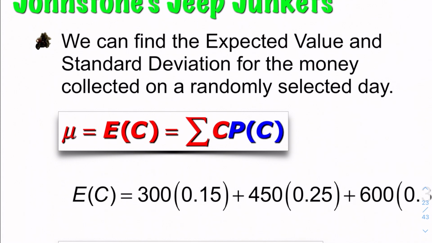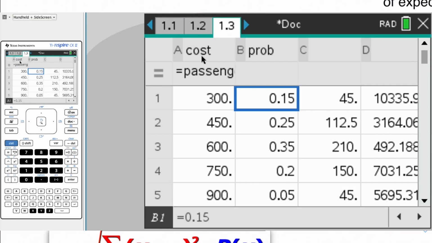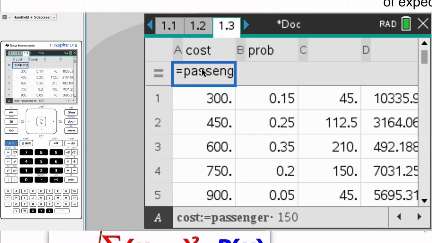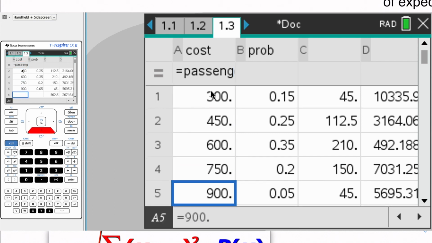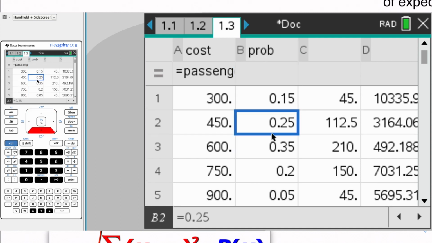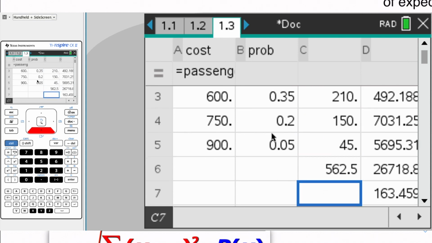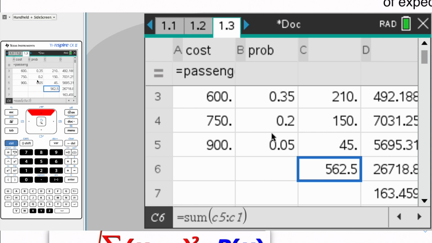So we can find the expected value and standard deviation for the money collected by simply taking the probability times the cost. Well, this looks oddly familiar. So on our calculator, what I did is I took our cost function, and all I did was type in my variable, passenger, times 150. Notice that's in the formula line, and it copied each of these values. Likewise, I can just type prob again, and it takes all of those values in. Now the next column, again, I'm just multiplying these two to get the expected value for each passenger, and then I want to add them all up.